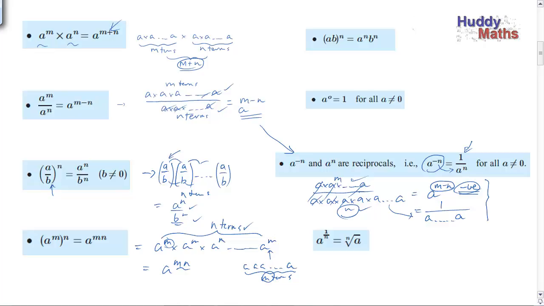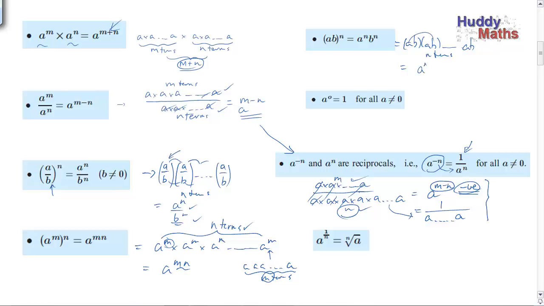And the same thing over here. This is ab times ab times ab. So there are n terms here. So how many a's are there when you multiply just the a's together?